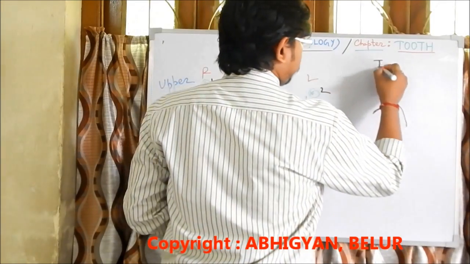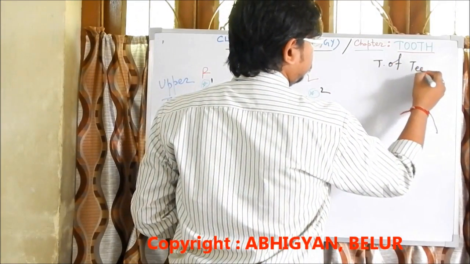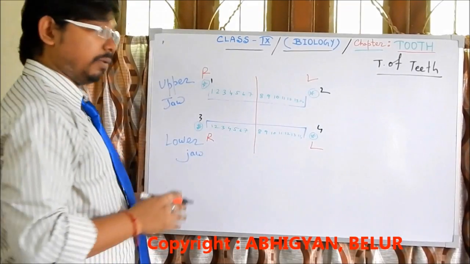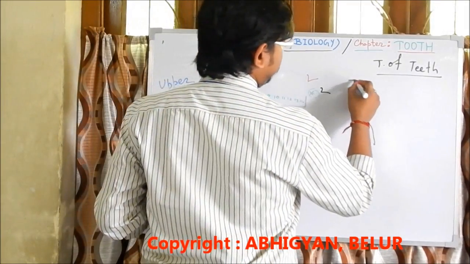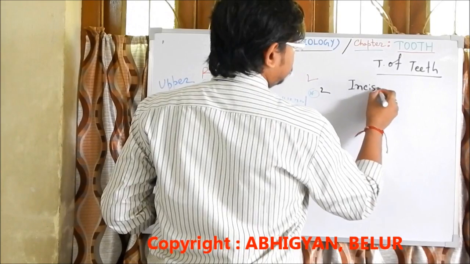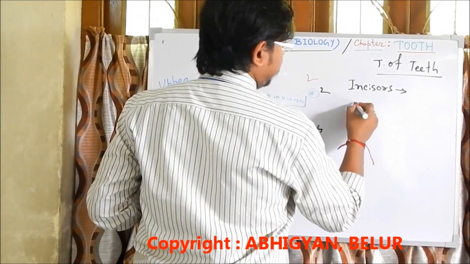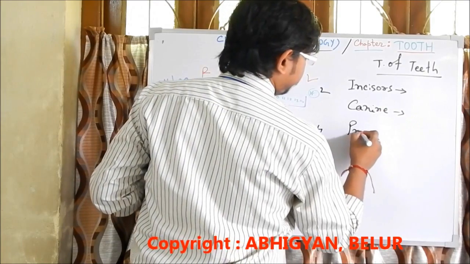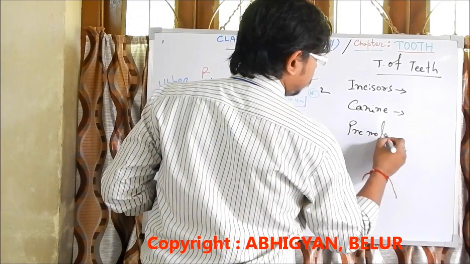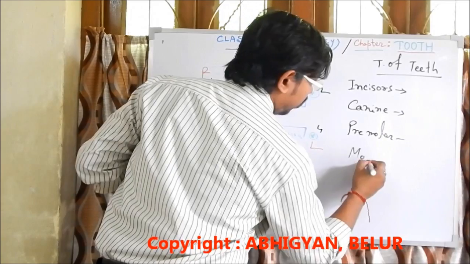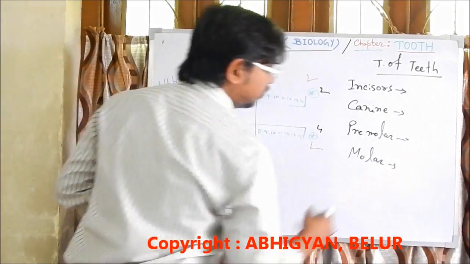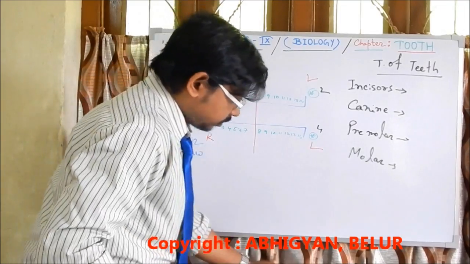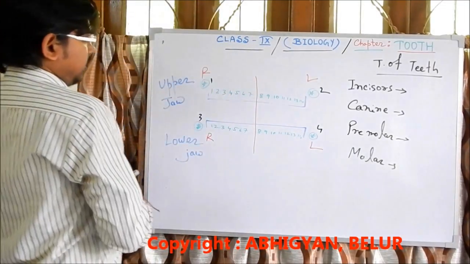Now when we are talking about types of teeth, then generally 4 types are there, in humans obviously. First is incisor, next canine, next premolar, next molar. These 4 types of teeth are present in humans. Now we are going to the numbers of each type.